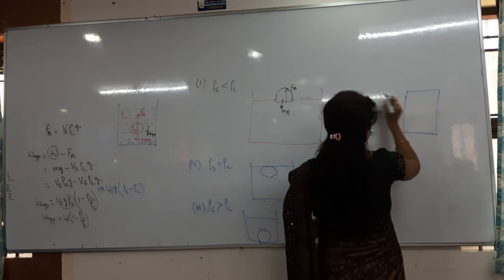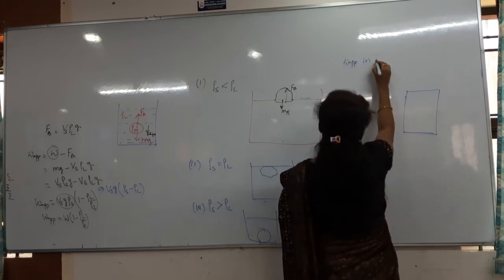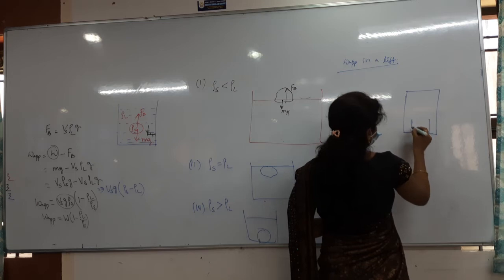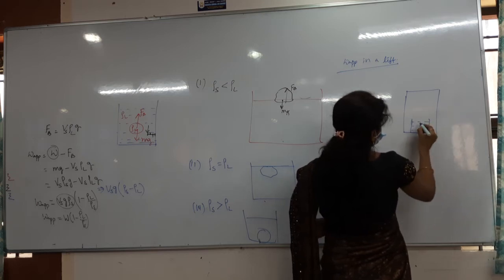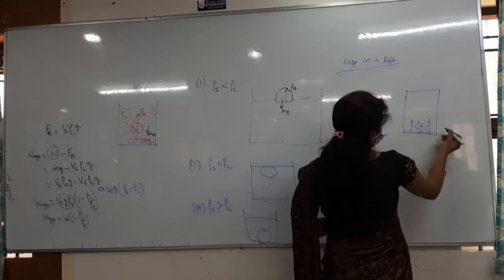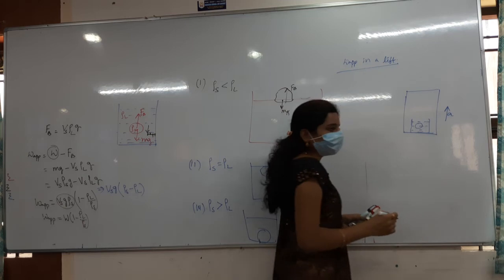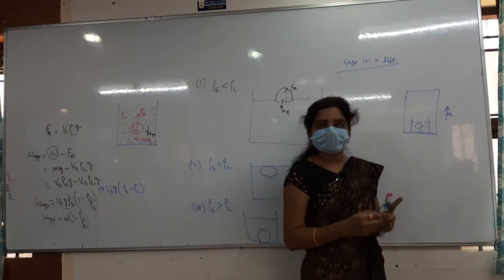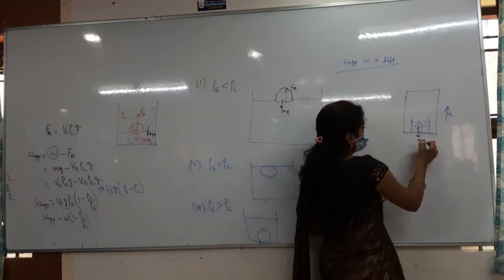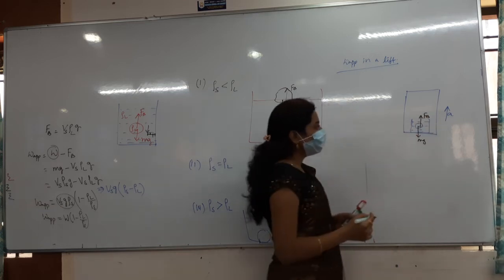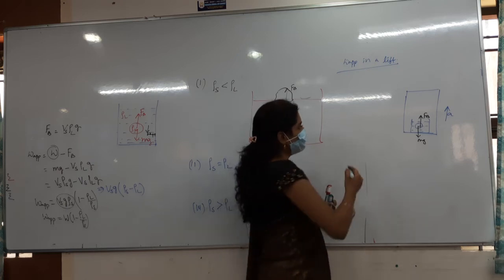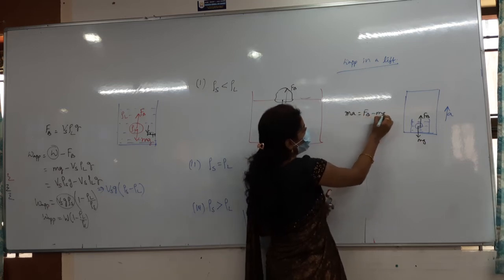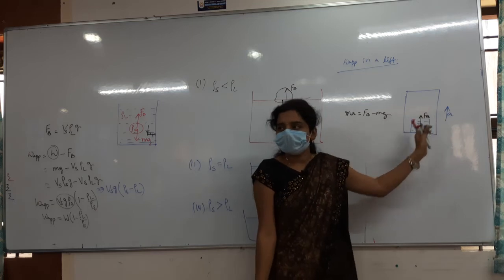The apparent weight. Now the lift is going in the upward direction with acceleration a. First of all, tell me what forces are acting on this body which is submerged. Mg is acting in the downward direction, then upthrust is acting in the upward direction. Now ma is there, that's it, no other forces. Now you have to write the equation. Ma is equal to Fb minus mg. For acceleration Fb is supporting, so we get Fb minus mg.